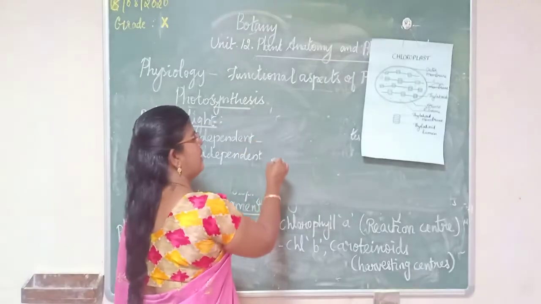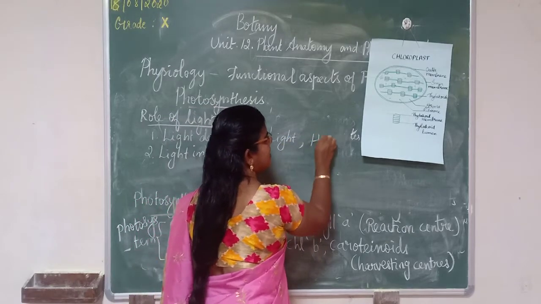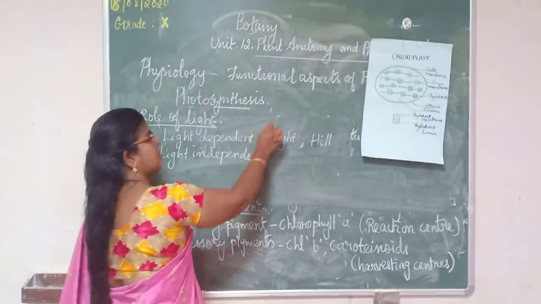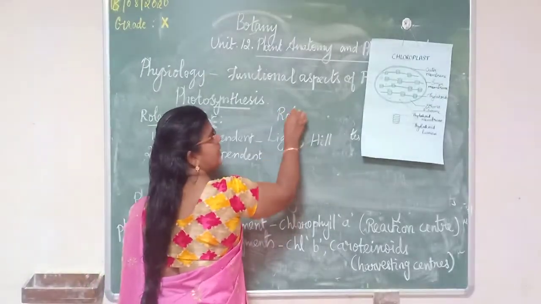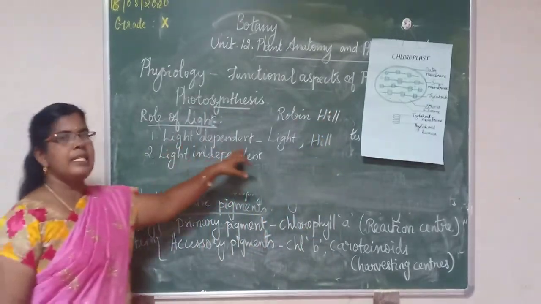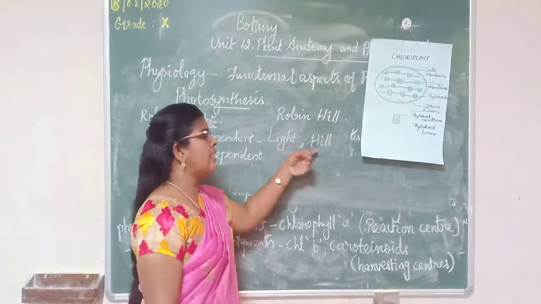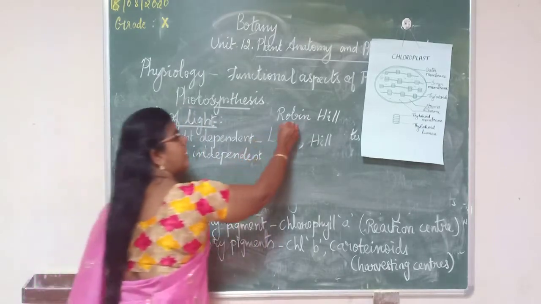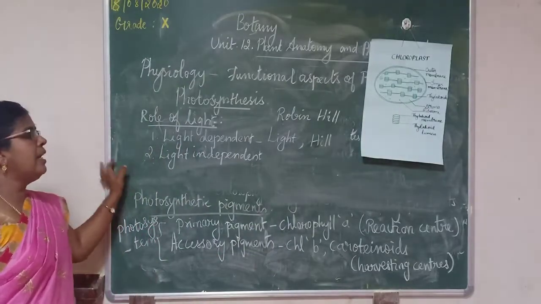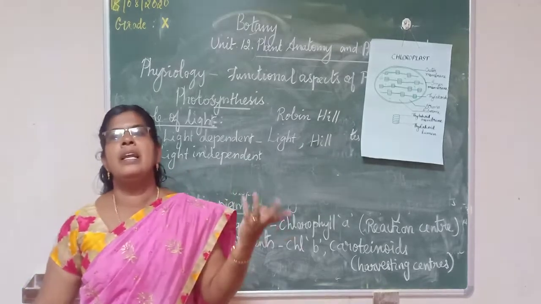The light dependent reaction is also called the light reaction or Hill reaction. This Hill reaction was first discovered by Robin Hill, so this reaction is named after him. The light dependent reaction takes place in the presence of light, so it is also called the light reaction. During the light reaction, the sun's light energy is converted into chemical energy.